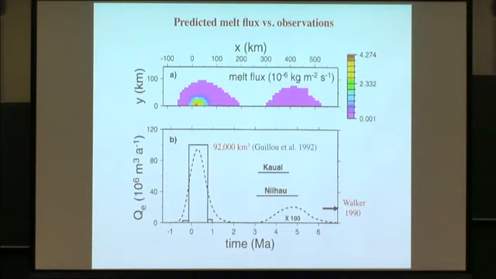Here again are the durations for Kauai and Niihau of the post, or the rejuvenated volcanic stage. And this, the maximum rate of production, is shown here, multiplied by 100. So it's very small indeed. But I found also in looking at this that Walker in 1990 had made an independent estimate of the intensity of this rejuvenated volcanism, and it falls right here. Again, it's been multiplied by 100 because the amount of rejuvenated volcanism is very small.